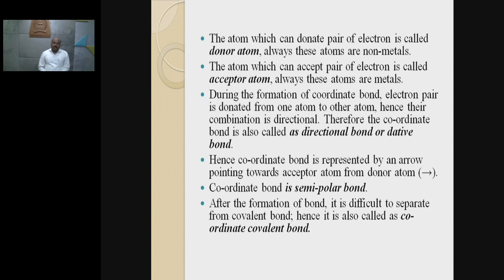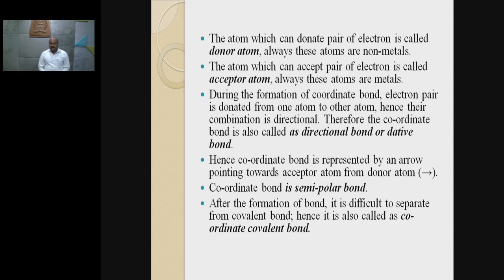During the formation of a coordinate bond, the electron pair is donated from one atom to the other atom. Hence, the combination is directional. That means from the non-metal atom to the metal atom, the lone pair of electrons is donated. Hence, it is called directional. Therefore, the coordinate bond is called a directional bond or dative bond.